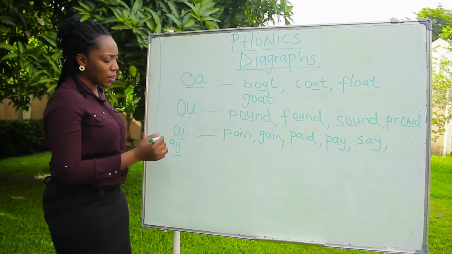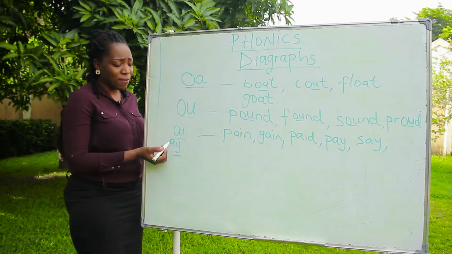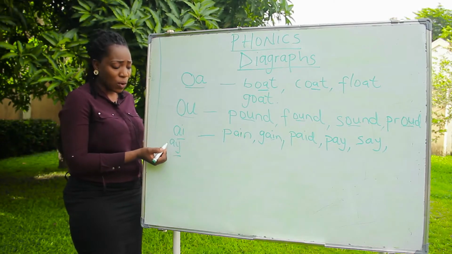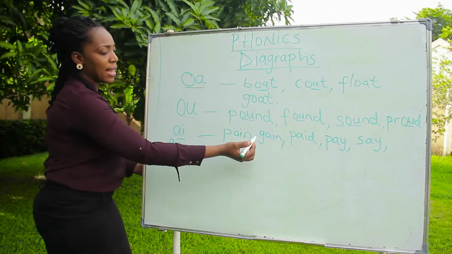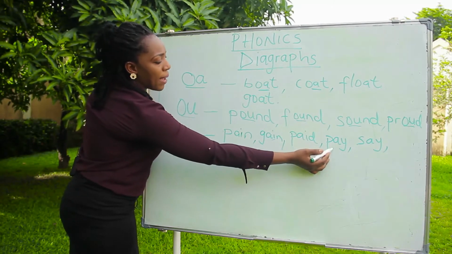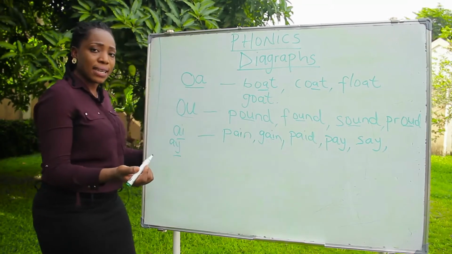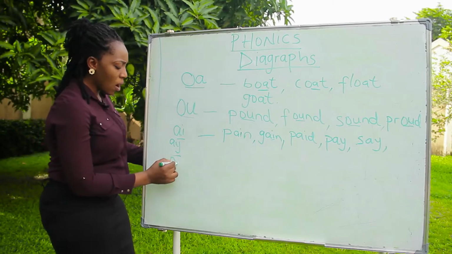Now, let's take another of the digraphs. Remember, I said ai comes in different variants like this. This is ai. You also have ai in ay. Pain, gain, say, paid, pay, say, etc. You can mention others.